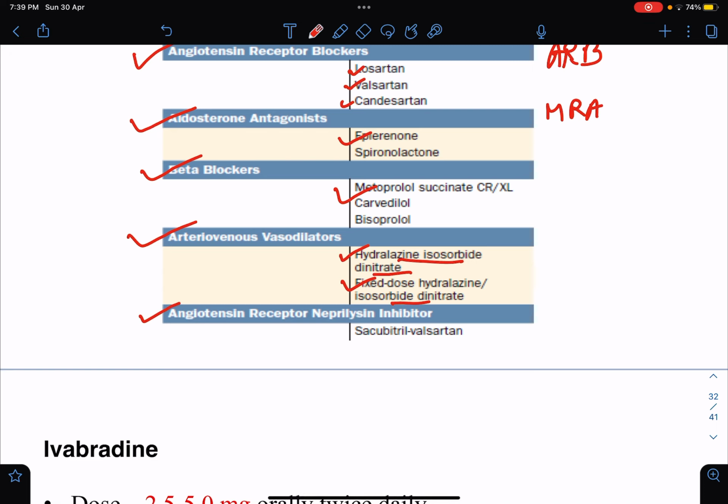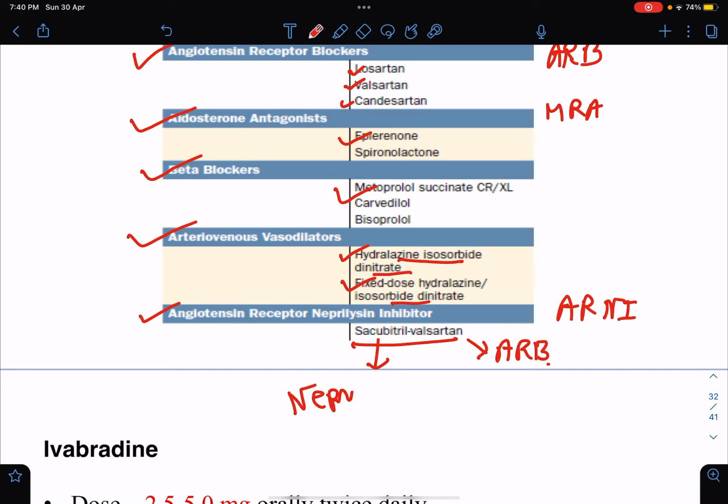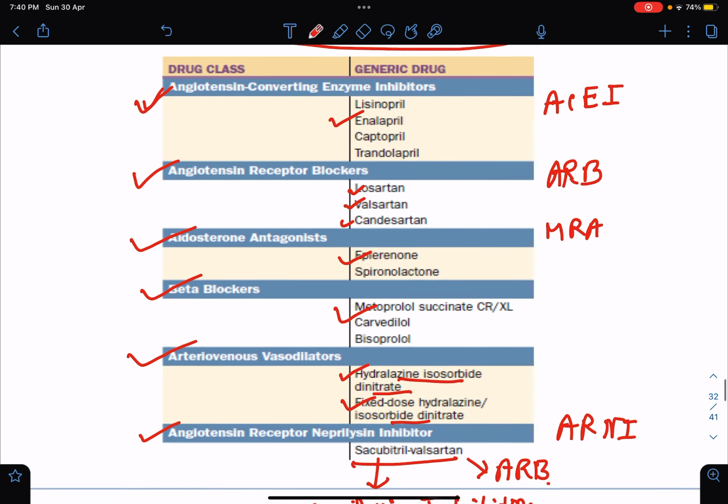Angiotensin receptor neprilysin inhibitor, that is ARNI, can also be used. Sacubitril and valsartan. Valsartan is the ARB, that is angiotensin receptor blocker, and sacubitril is the neprilysin inhibitor. So this is a very important drug to be used for heart failure with reduced ejection fraction.